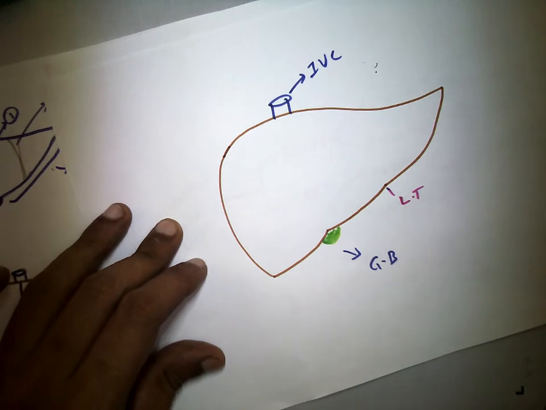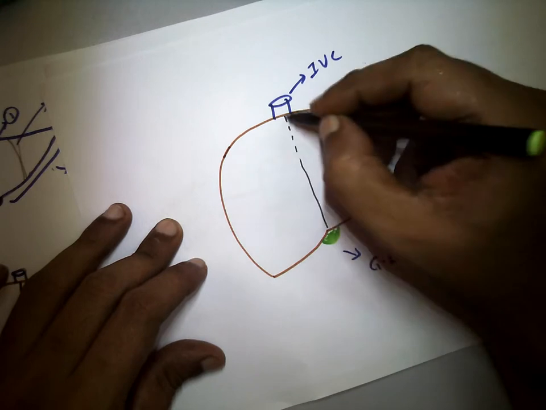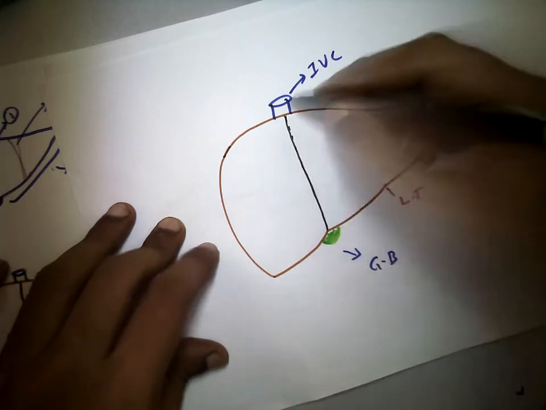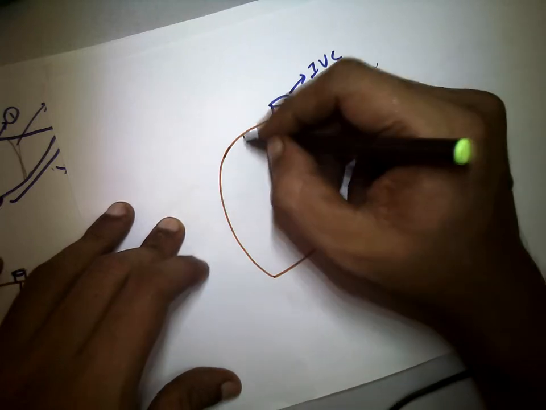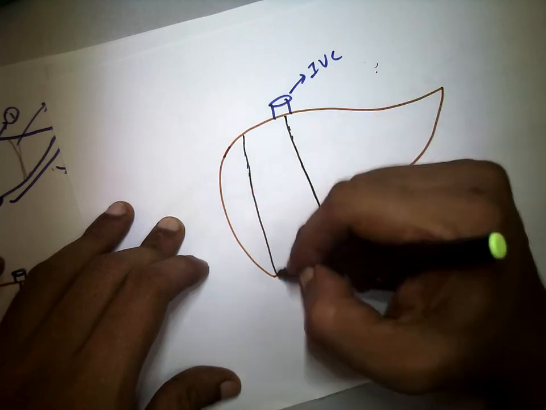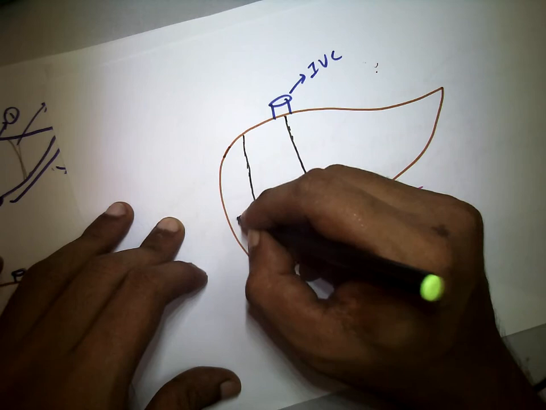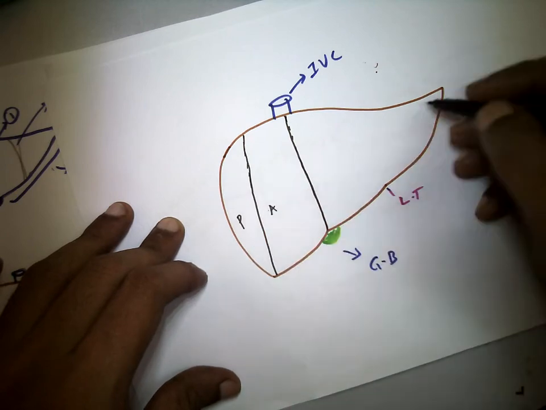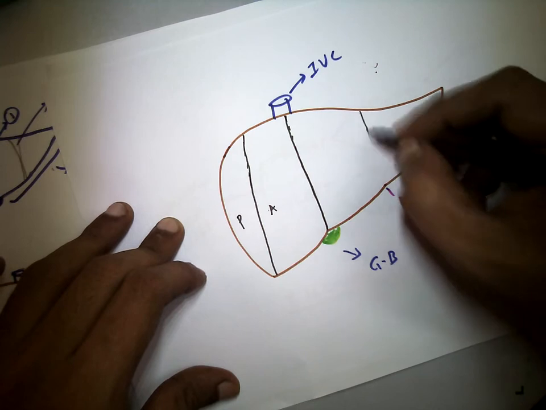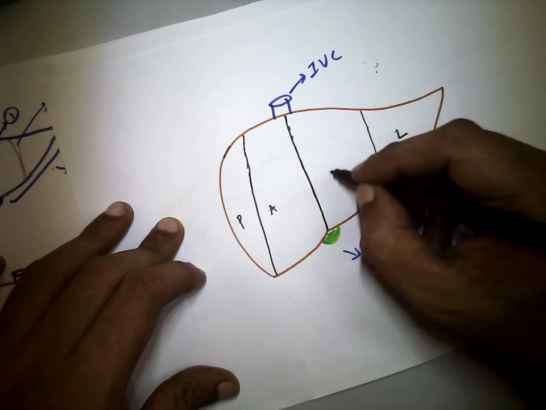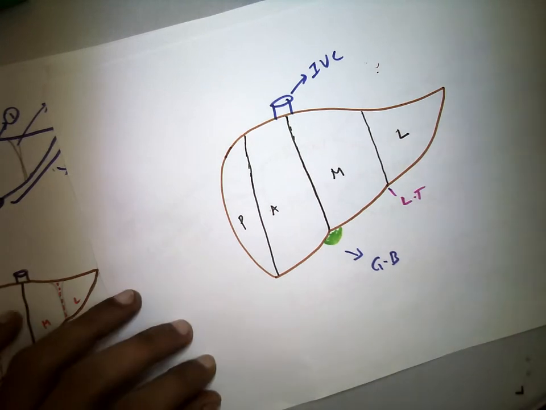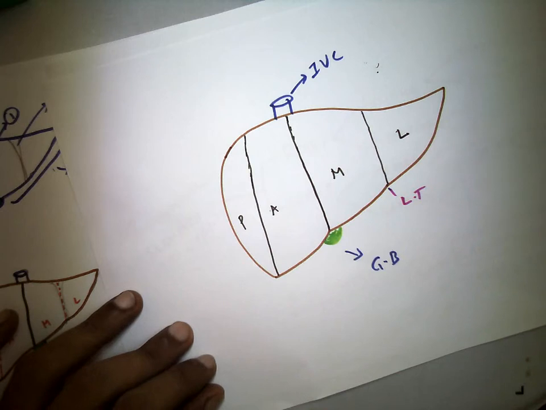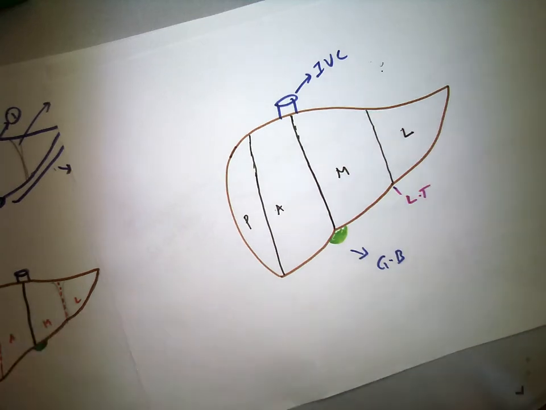So now we'll divide the liver into segmentations. This is the imaginary plane connecting the cystic notch and the inferior vena cava. Then we have the right part being divided into anterior and posterior parts. This is the anterior part, this is the posterior part. The left lobe is again divided here into the lateral part and the medial part. Now each of these parts are again divided into superior and inferior parts.